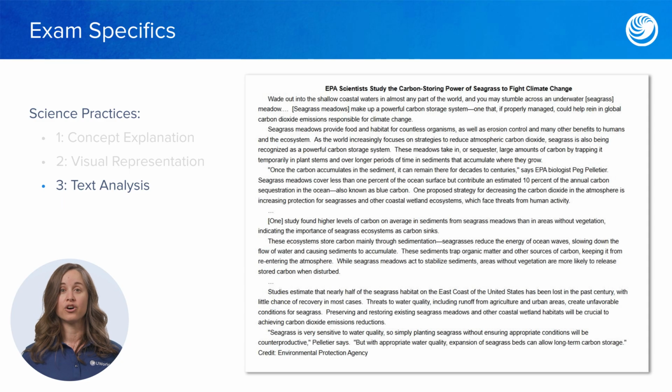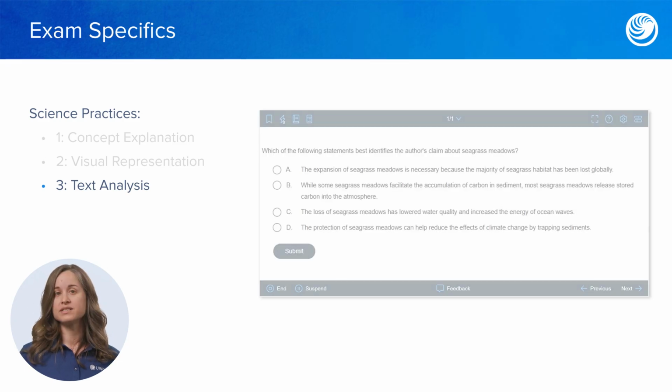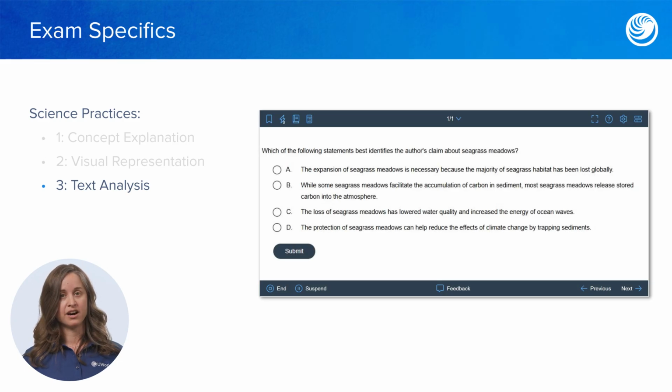The third science practice is only found on the multiple choice section and is text analysis, where students are given an article and have to answer questions based on that article. They may be asked questions like, what is the author's claim? What is the author's perspective? What assumptions can be made? And what evidence from the article supports a claim? The good news with Science Practice 3 is that students generally perform well on these questions. Over 90% of students answer them correctly.